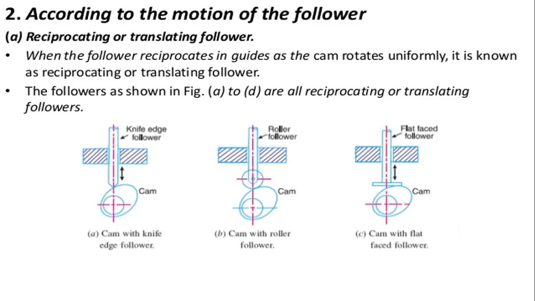And in the picture you can see all the three types of the reciprocating or translating followers. First one is the cam with knife edge follower. Second one is the cam with roller follower. Last one is the cam with the flat faced follower. So all these three types of followers come under the reciprocating or the translating type.